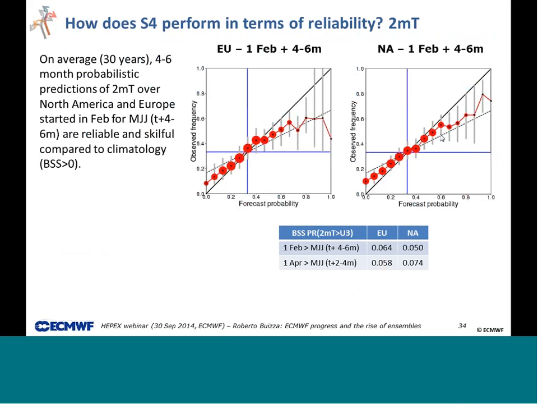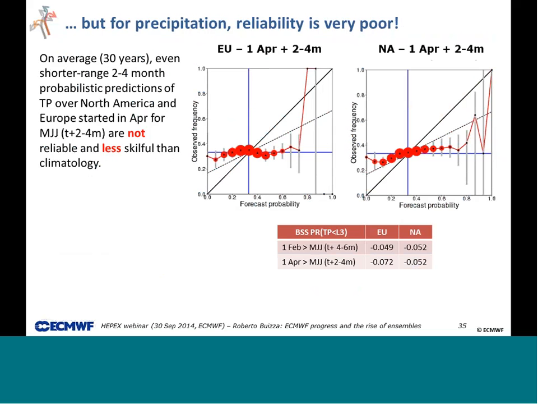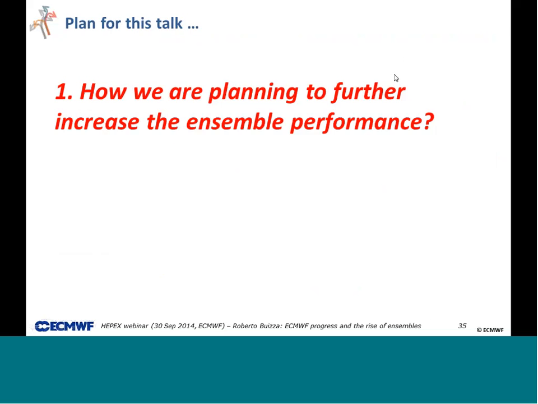In general, reliability of seasonal forecasts for temperature is not too bad, but if I showed you reliability diagrams for precipitation, as you can see, the diagram is pretty flat. So there is still a lot to do to try to improve the prediction of precipitation. This is the forecast over Europe, this is the forecast over North America.